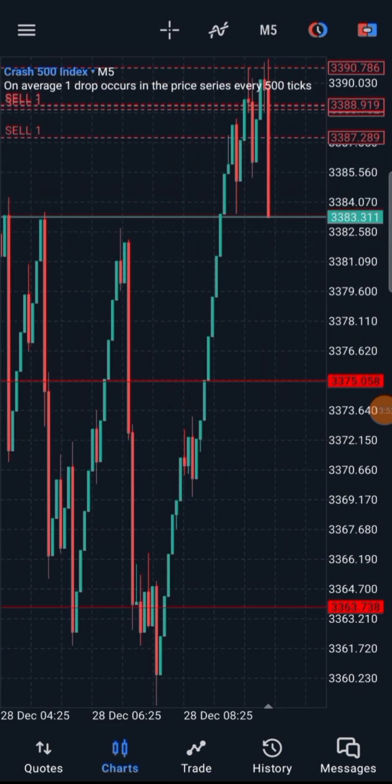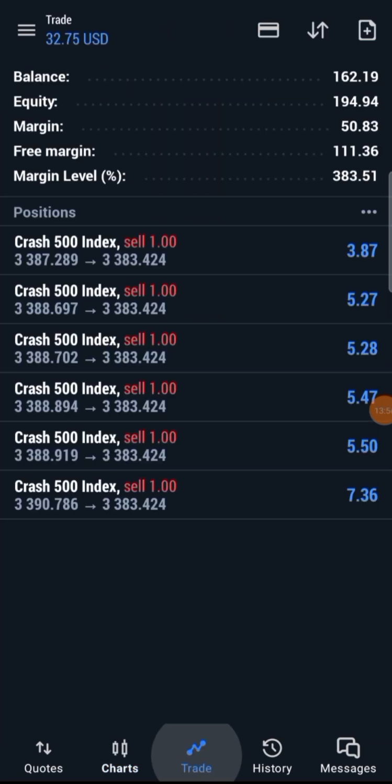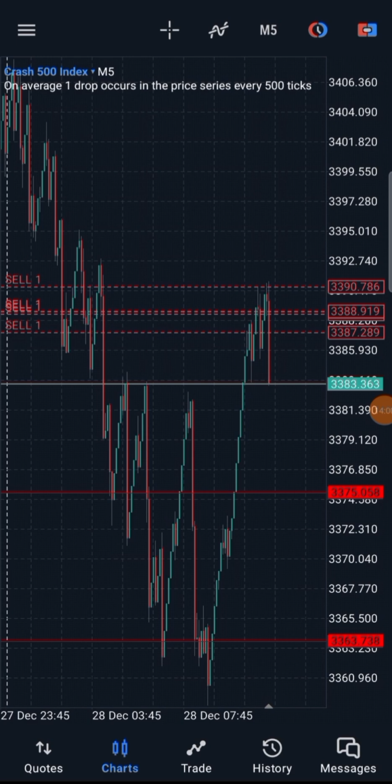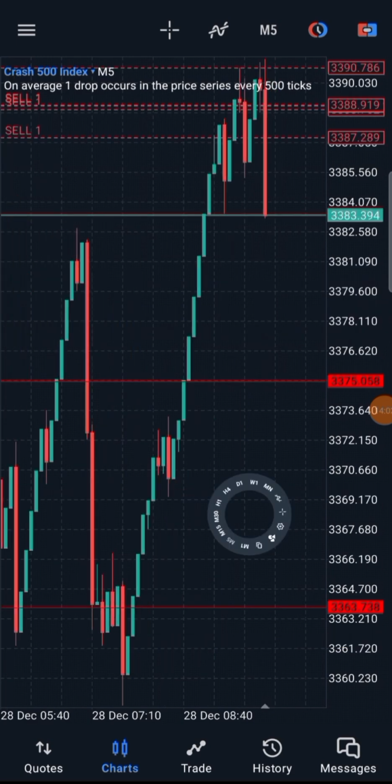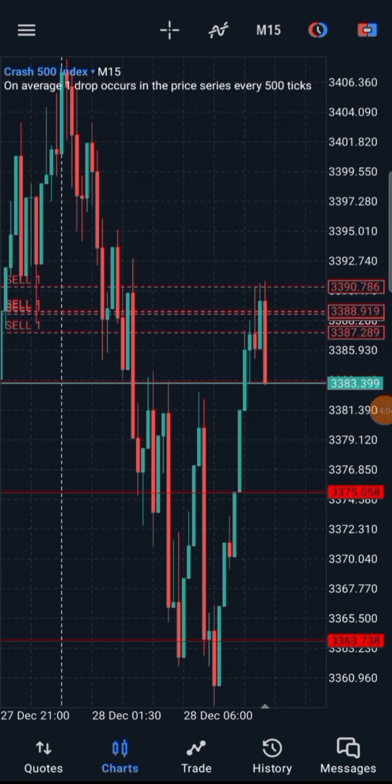Look at it. There's that thing. $32, putting our account on 195. Ooh. Now that's what I call a good trade. Look at it, from 162 to 195.